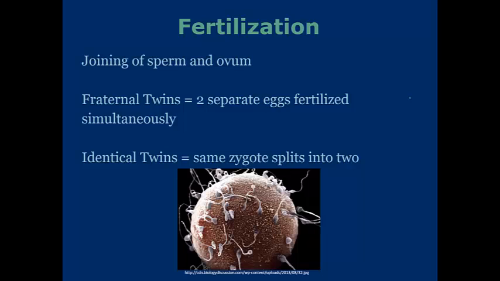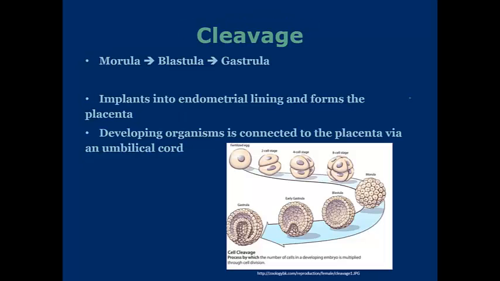Identical twins are when the same zygote splits into two and generates two organisms. These identical twins are going to be genetically identical. For obvious reasons, identical twins are a very popular testing subject when it comes to observing biological systems, especially nature versus nurture studies. Cleavage is the separation of a zygote into a functional organism.